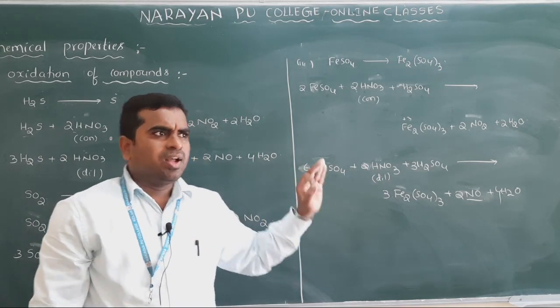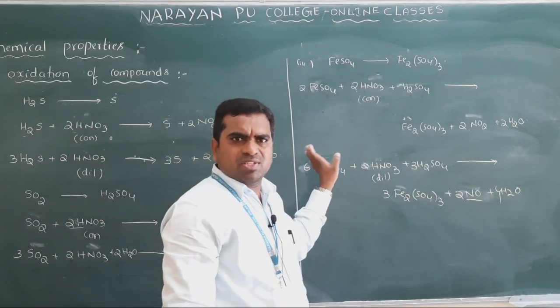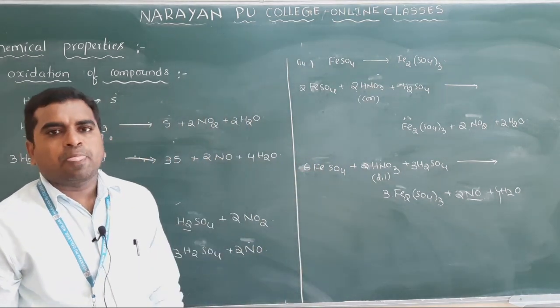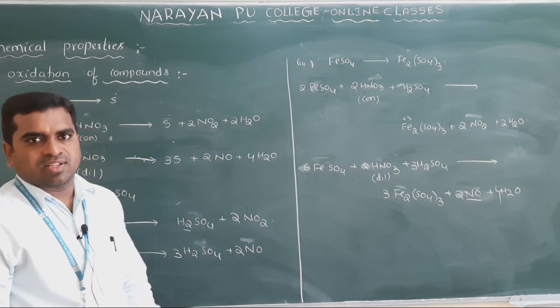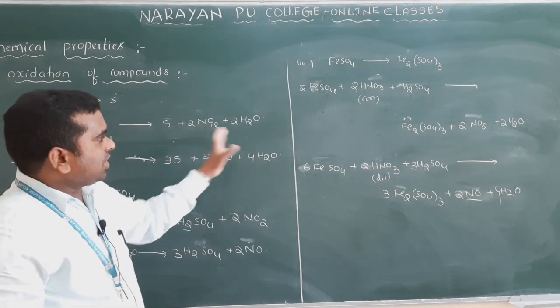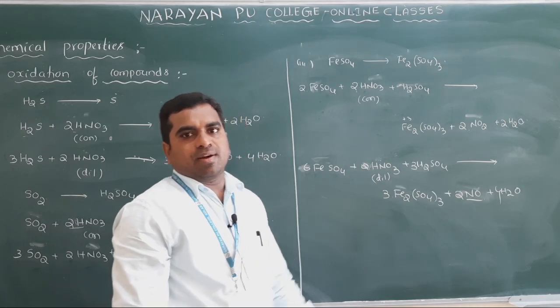Just if you are confused, it means I did it very fast. If you want, you can go through the redox reactions. There we have how to balance the reactions by using the ionic method. Clear?